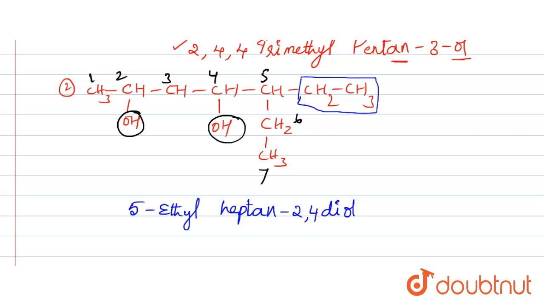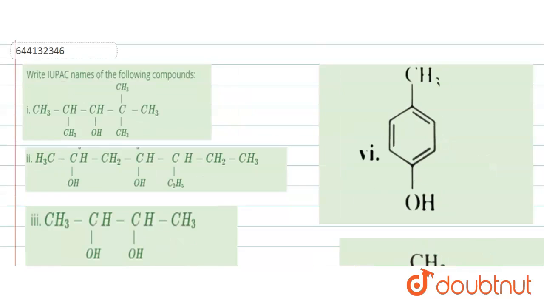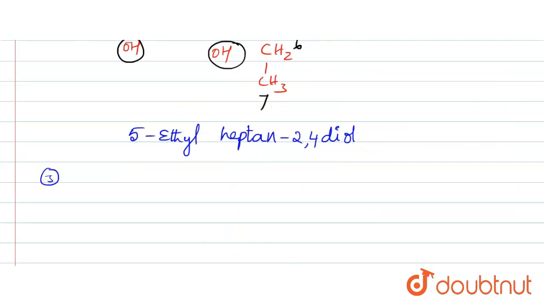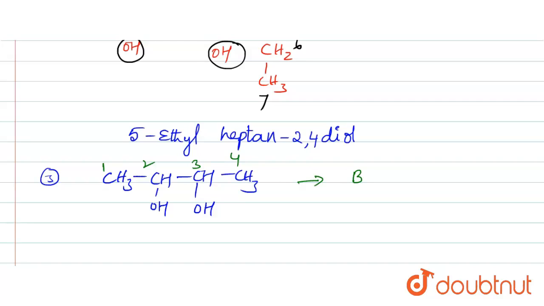Next, third compound is CH3, CHOH, CH3. This is the compound. We have to give the numbering from either side because we have only 4 carbons. So the name of the compound is butane 2,3-diol. 2 OH groups, 2 alcoholic groups. That's why it is a diol.